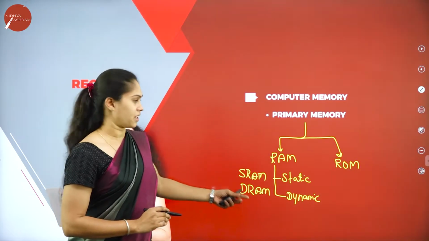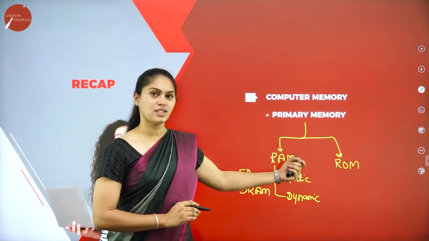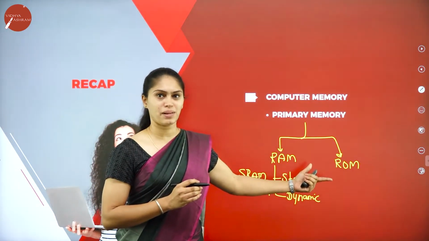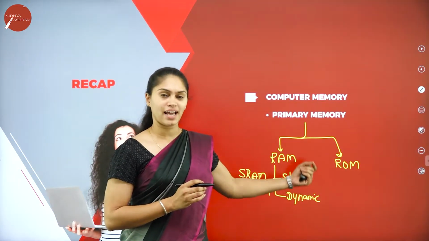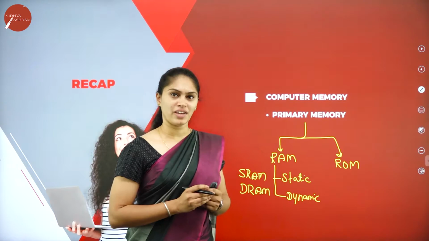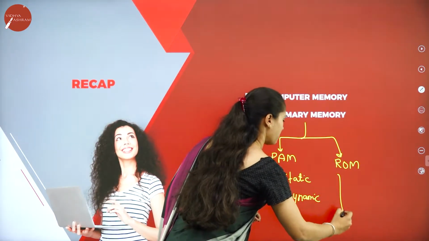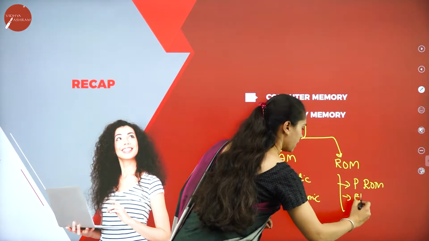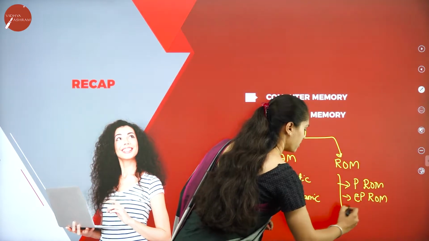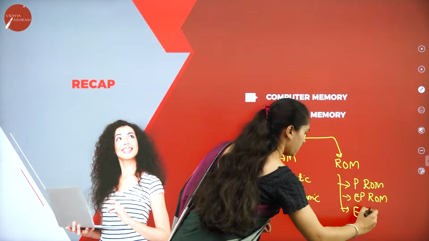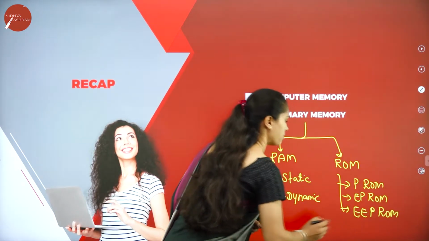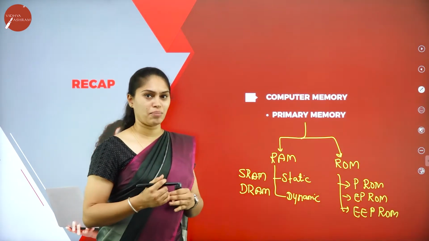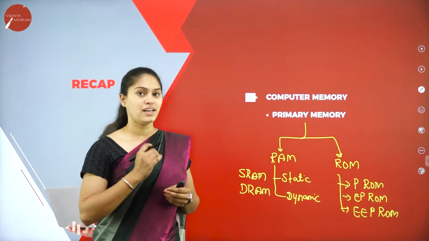When it comes to ROM, ROM is non-volatile in nature. It will store the data and information even though the power supply is not on. Then what are the types of ROM we have? It is classified as PROM, EPROM, along with that we have EEPROM. Right? PROM is programmable read-only memory, and EPROM is erasable programmable read-only memory.